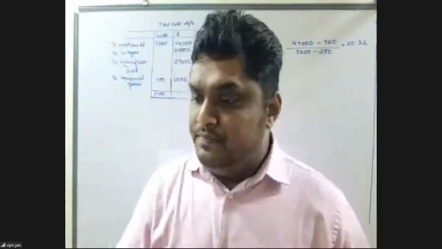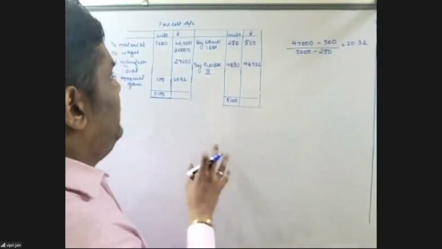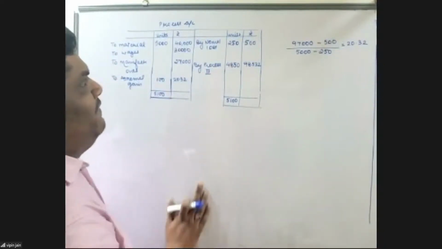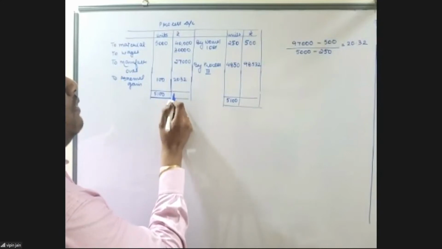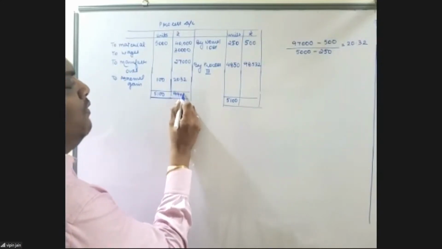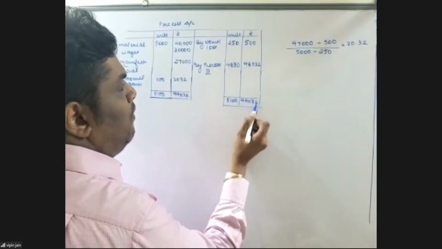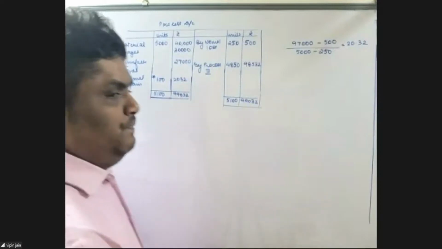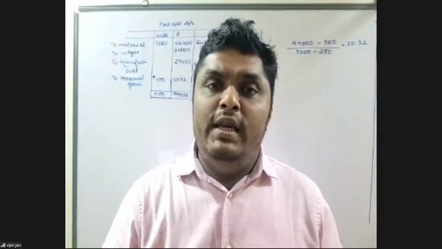So guys, this is how the treatment will be done if abnormal gain is given in the question. So this is how to treat abnormal gain in process account.